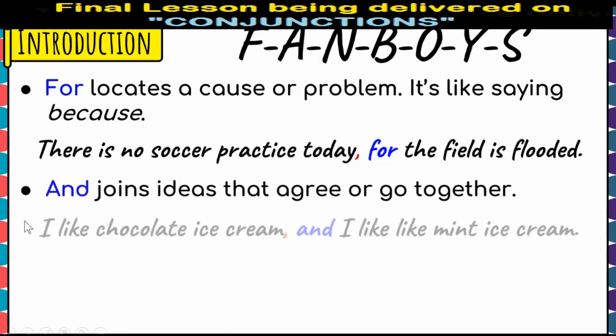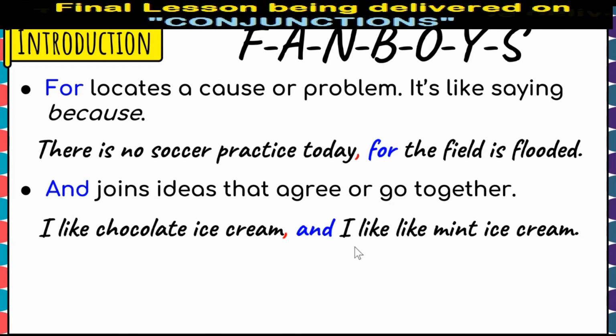All right. And joins ideas that agree or go together. This is the very simple one. This is a very simple coordinating conjunction that is used mostly in our daily life sentences that we are speaking. For example, I like chocolate ice cream and I like mint ice cream. So there are two types of ice creams. One is chocolate and one is mint.